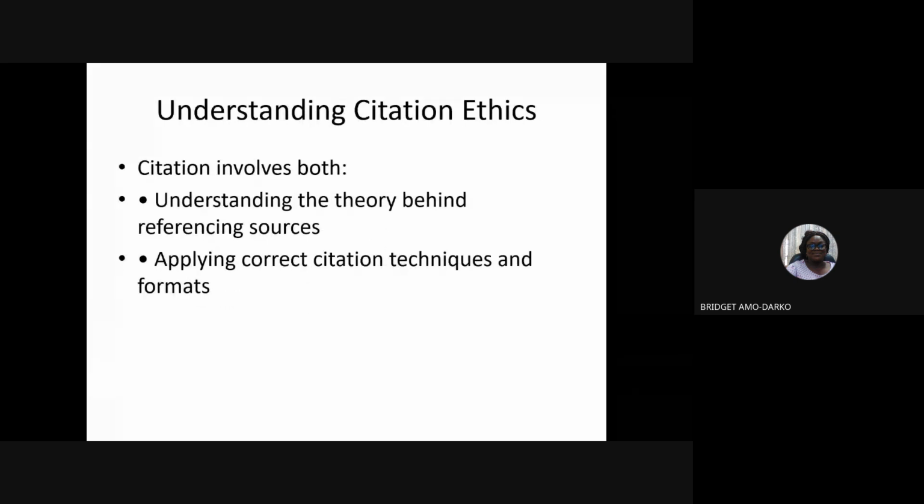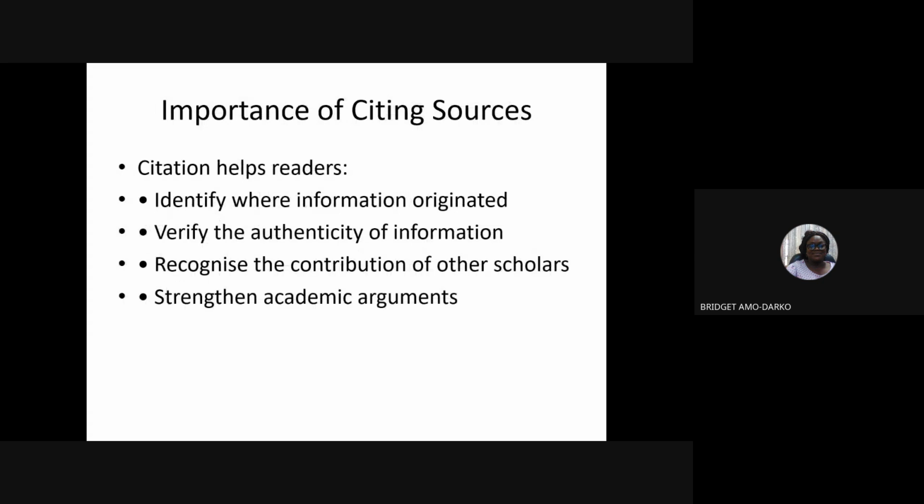Understanding citation ethics. Citation involves both understanding the theory behind referencing sources and applying the correct citation techniques and formats. So this is linked to the assignment I've given you. We are using the APA format. Go look for the correct referencing formats, the citation format for citing sources from books and journals or articles. This is in connection with our assignment, which I'm taking on our next meeting.